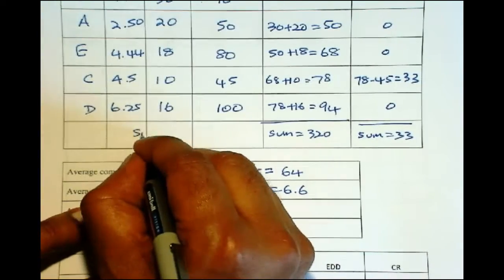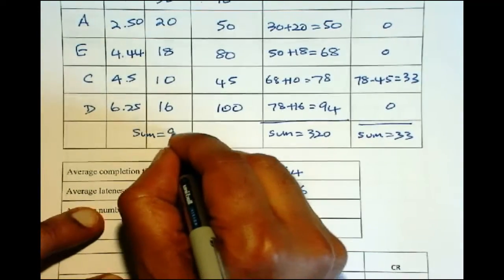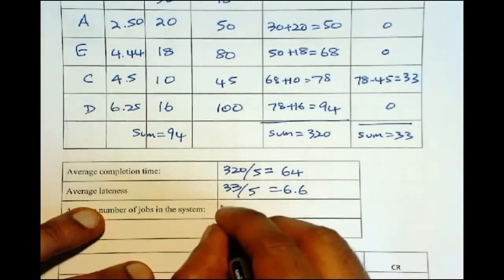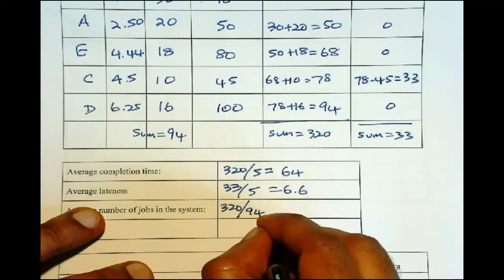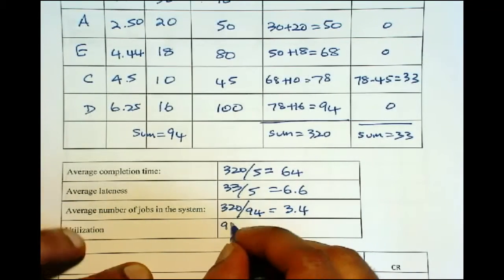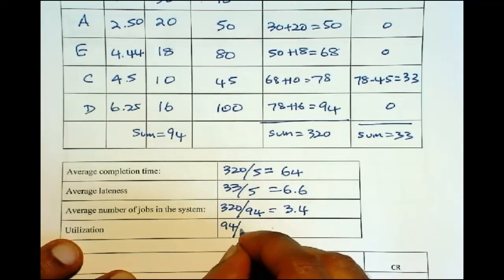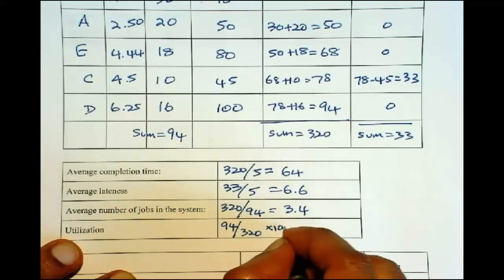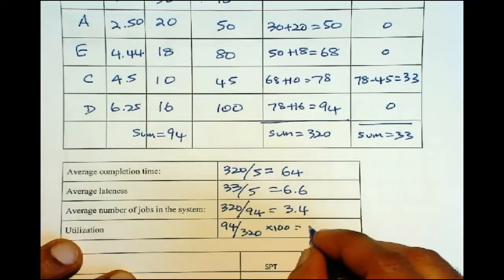Now we need the sum of processing time, which is 94. So 320 over 94 is 3.4. Then utilization is 94 over 320 times 100 gives you 29%.